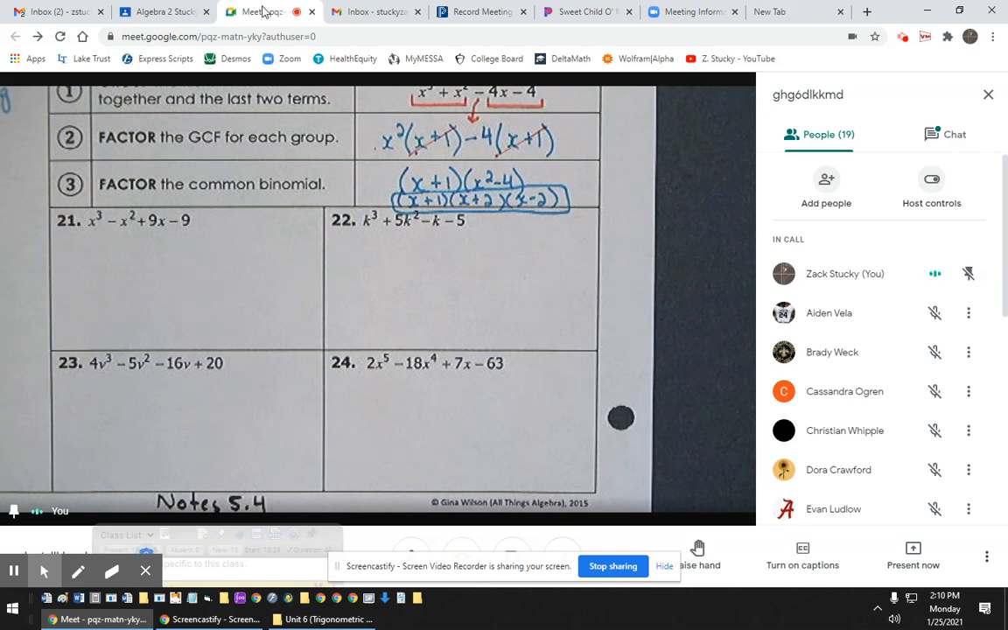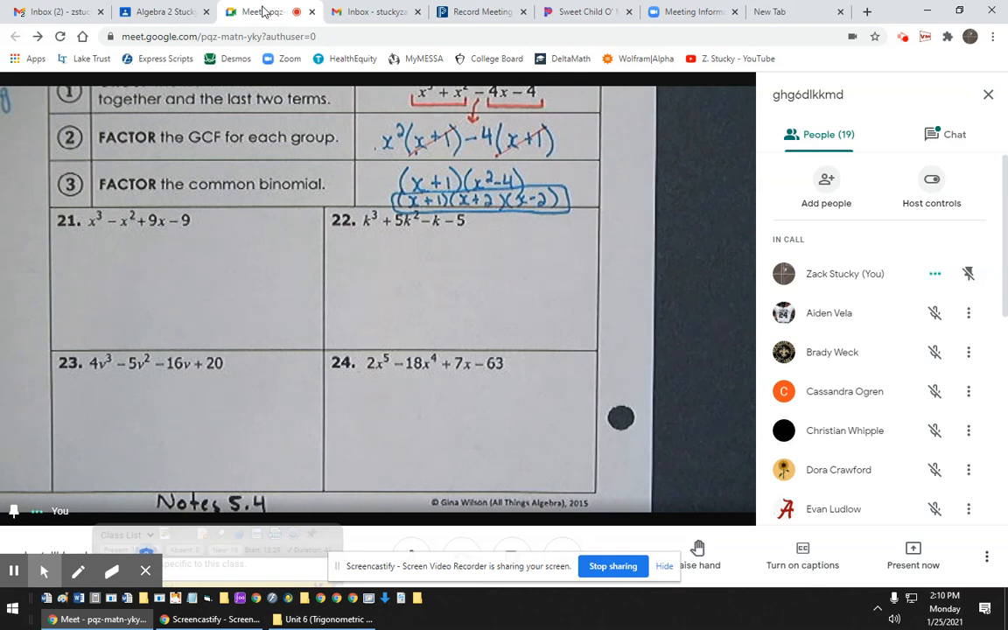If you distributed, what's x to the 2 times x to the 1? X to the 3. Good. What's x to the 2 times negative x? That's negative x to the 2. But you gotta do the same thing here. 9 times what is negative 9? 1. You don't even have to write it if you don't want to. It's a mind game.